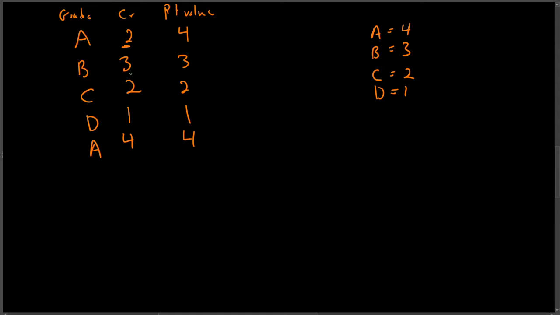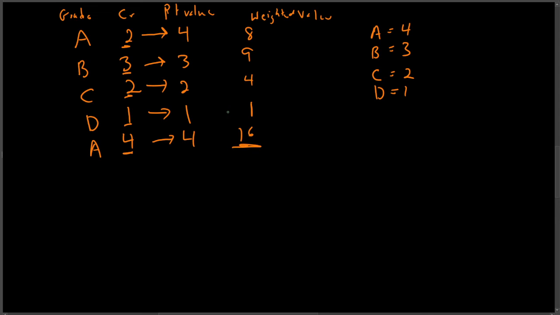Now, the credits really should be distributed equally. So a 4-credit class should be worth more than a 1-credit class. So what we do is we multiply the credit hours by the point value. And so we'll call this the weighted value. So 2 times 4 is 8, 3 times 3 is 9, 2 times 2 is 4, 1 times 1 is 1, and 4 times 4 is 16. So the weighted value is here.